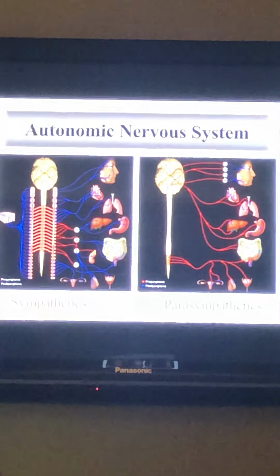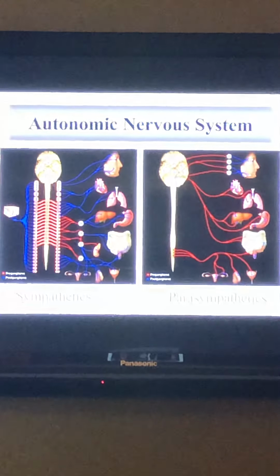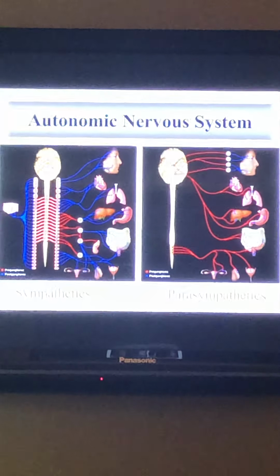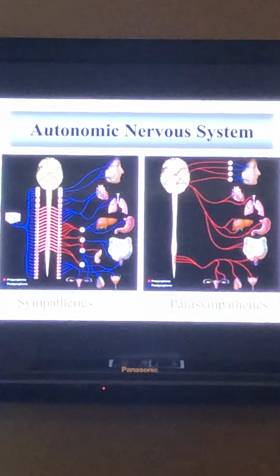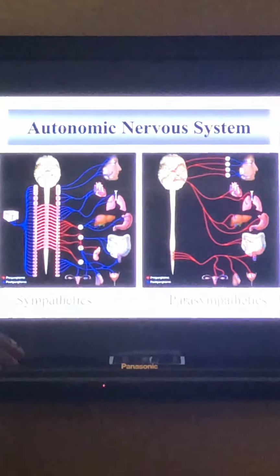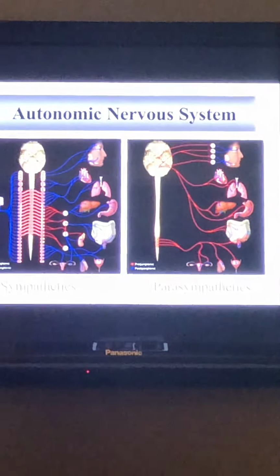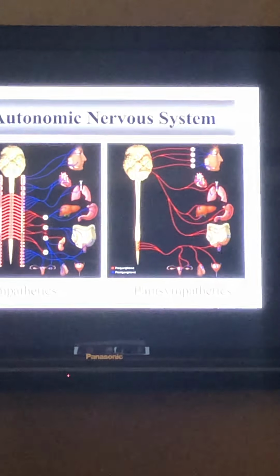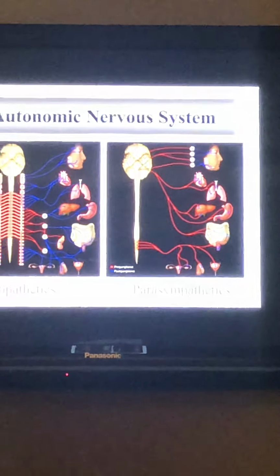Last one, let me think. What do we got here? The heart, the pupil, the digestion. What else? What else? I'm forgetting one here.